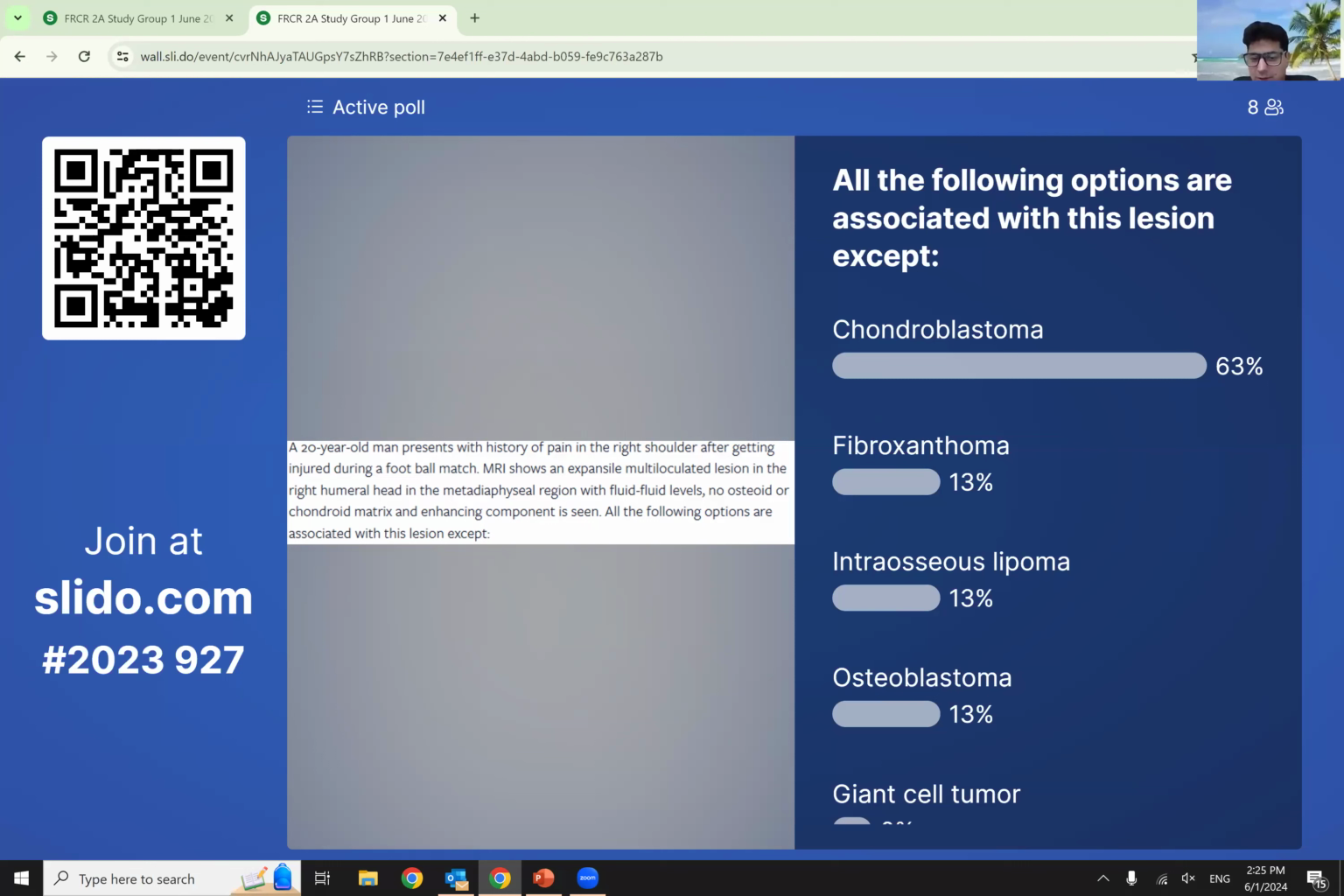So if you get this question, it might not say fibroxanthoma, it might say NOF, it might say fibrocortical defect. The point to remember is that the two blastomas, the chondroblastoma and osteoblastoma, the GCT, giant cell tumor, and the fibroxanthomas can give rise to a secondary aneurysmal bone cyst. Take it now. Right, next one.